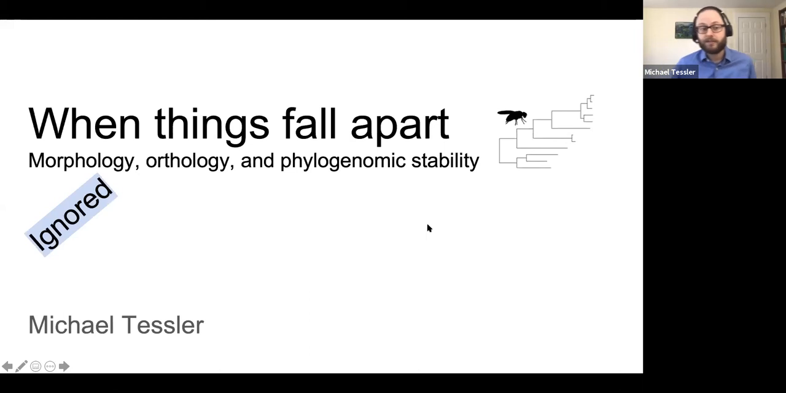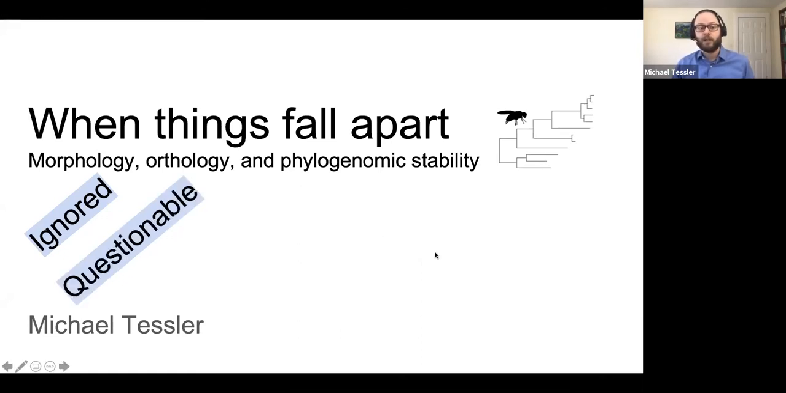So the first of these is morphology. Morphology, which is what this group is particularly interested in, is the incorporation of morphology into phylogenomics. It's generally ignored in phylogenomics, and so we don't necessarily know what its impact might be.